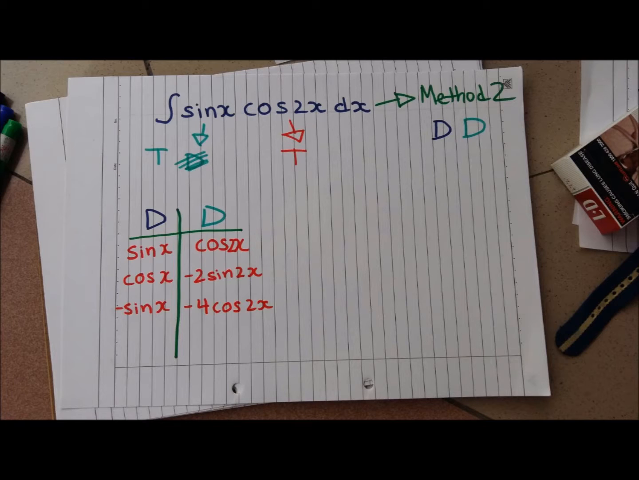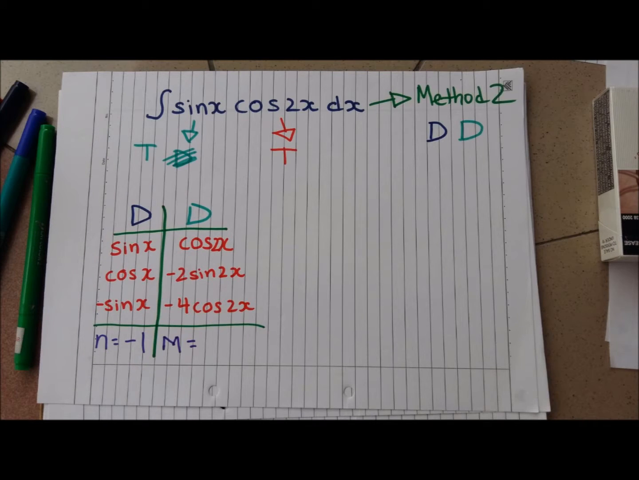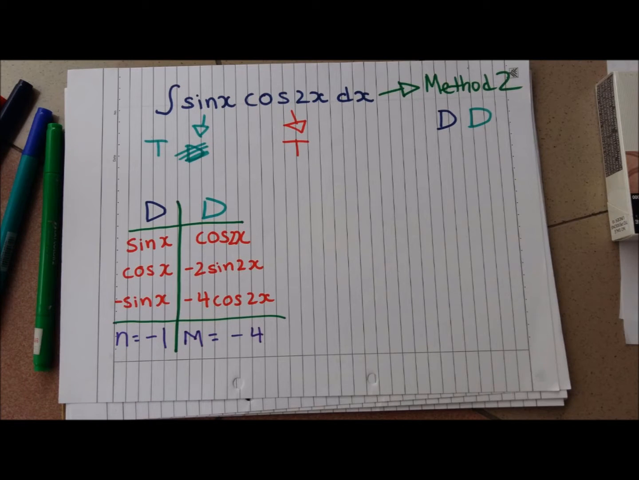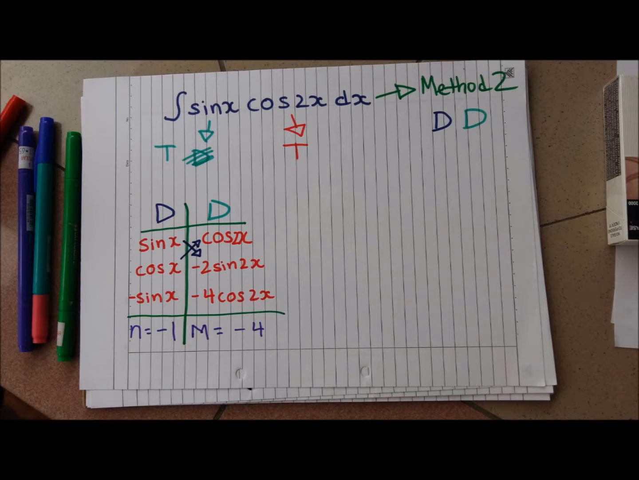And normally you just need to do until 3 rows. Differentiate 2 times, okay, and you don't have to do it further. For the n, you have to take the number in front of sine x. So if it's a negative sine x, it means n equals negative 1, and if it's negative 4, it means n equals negative 4. Then after that you take sine x, cross multiply negative 2 sine 2x, with cosine x, cross multiply cosine 2x.